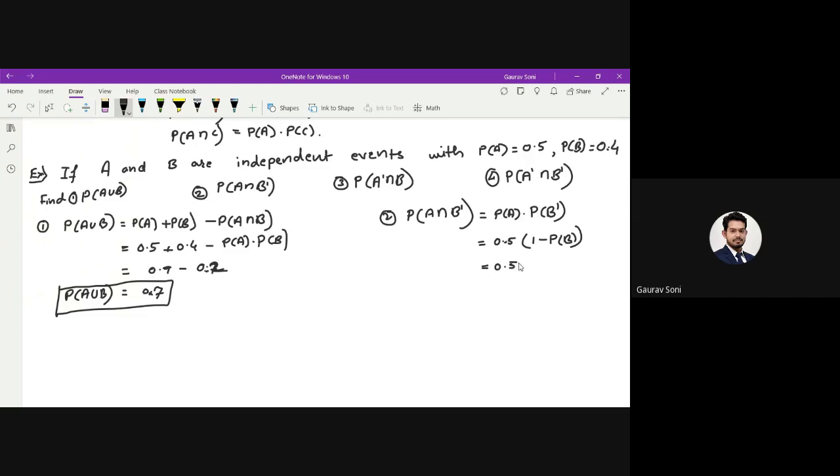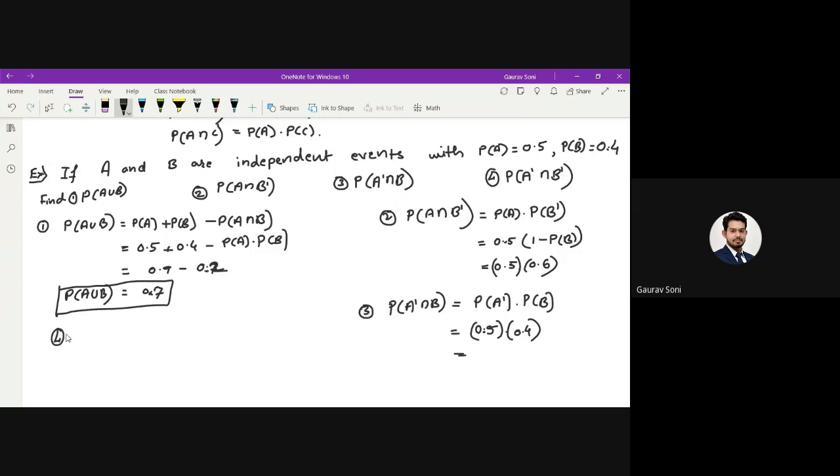So it is 0.5 into 1 minus 0.4, 0.6. Similarly, we can take probability of A complement intersection B as probability of A complement into probability of B, because A complement and B are also independent. Probability of A complement is 0.5 into probability of B, 0.4, whatever the product is.